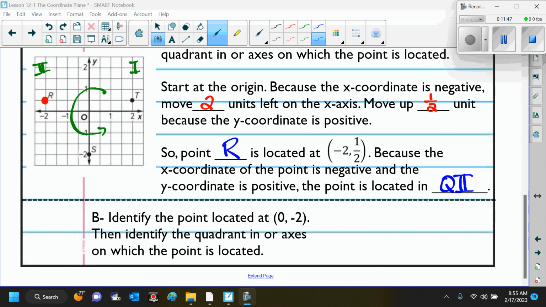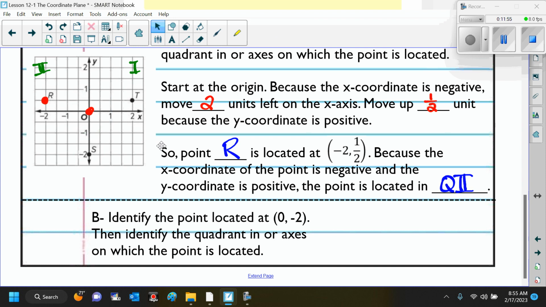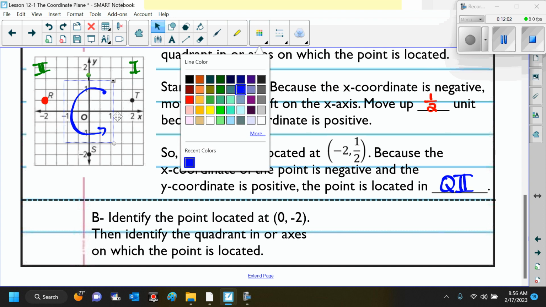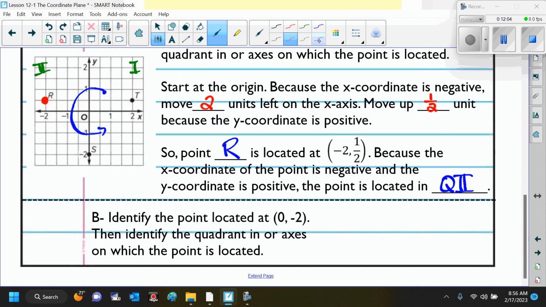So we're going to start at the origin, 0, 0. Okay, let me take this C out of the way so it doesn't interfere. So we're going to start at the origin. Let me use a different color. Let's use 4.